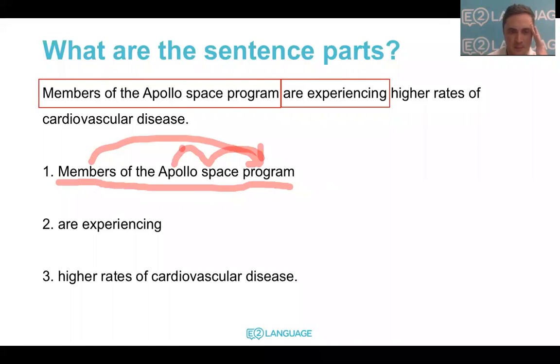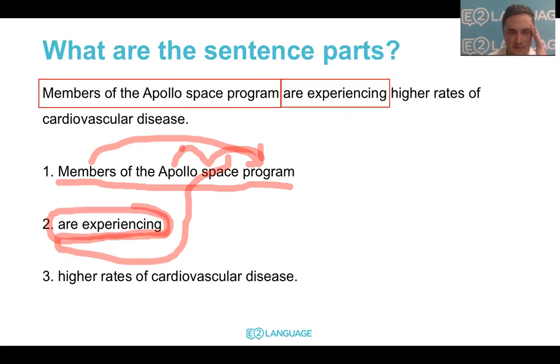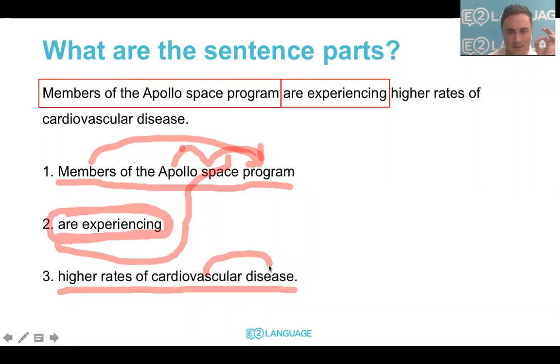Then we remember, whoops, sorry, I lost my pen here. Are experiencing, there's the verb. So we remember the verb. And I've lost my pen again. Wait 1 second. Whoa, this does this all the time. Higher rates of disease, cardiovascular disease. So yes, it's difficult. Yes, it's very difficult, but it's far easier to remember parts than individual words.